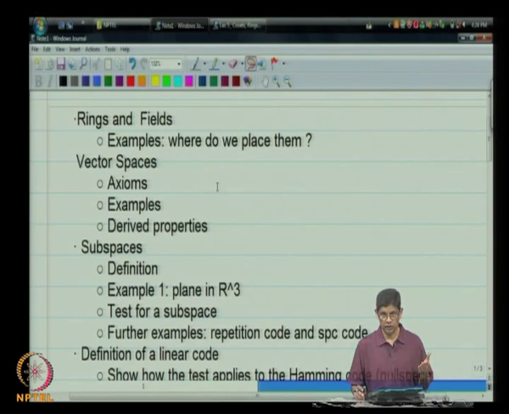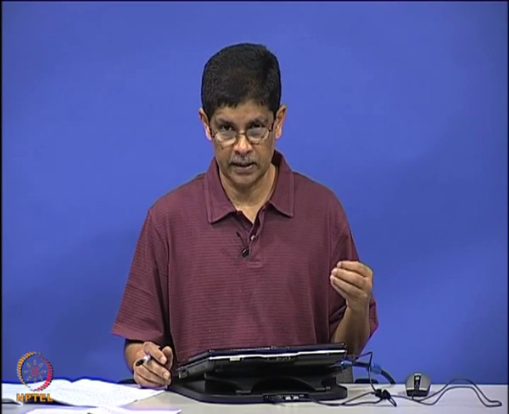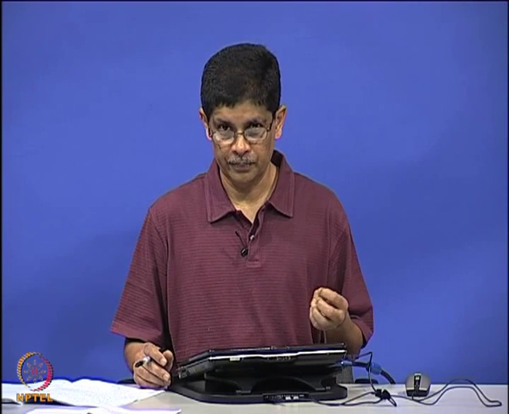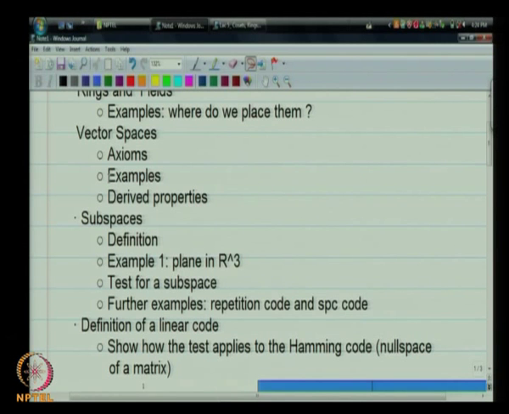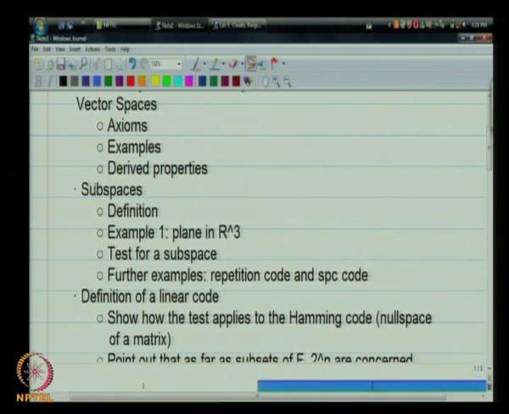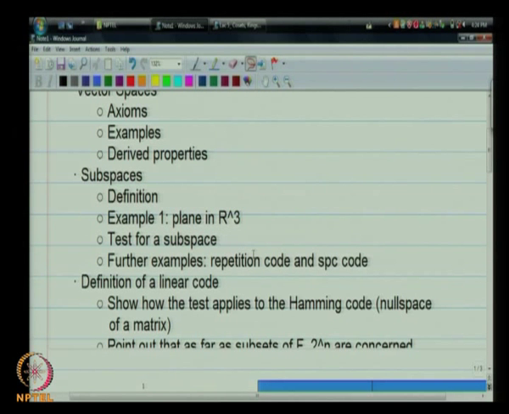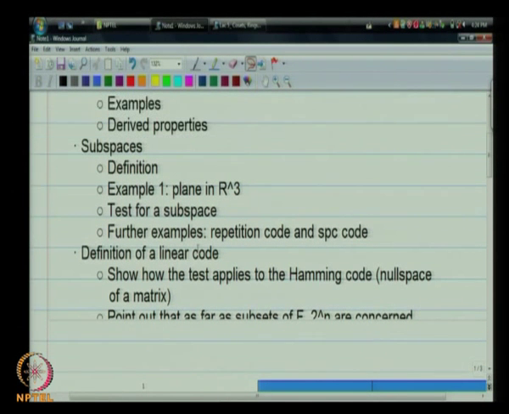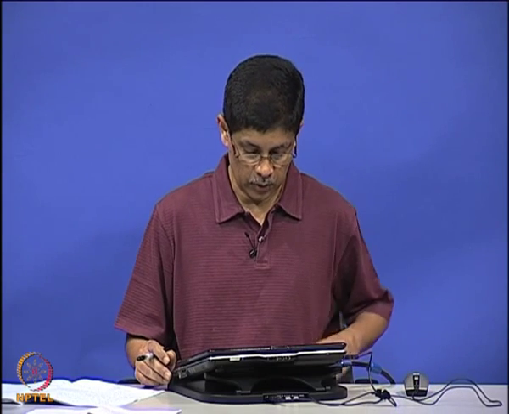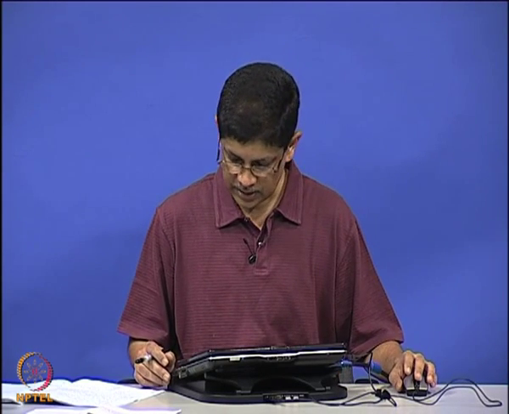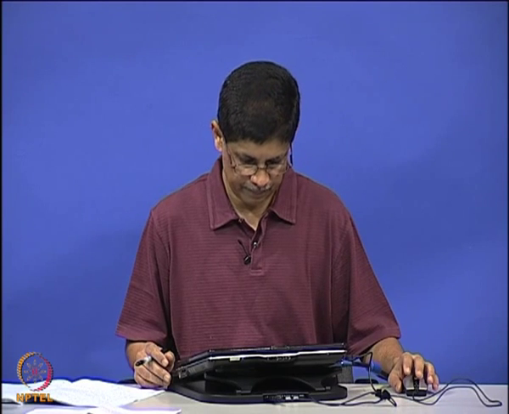Now, of course, some of you may have had the requisite linear algebra, but I am going to assume that you do not, and in some sense this is an attempt to make the course self-contained. So, we will talk about vector spaces, the axioms by which they are defined, examples, derived properties, subspaces, examples, tests for subspaces, further examples. Then we will be ready to resume our discussion on linear codes, and we will begin talking about the class of linear codes. So, that is roughly our plan for the day.